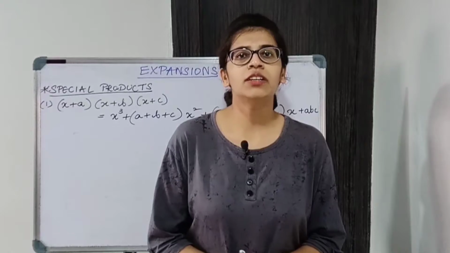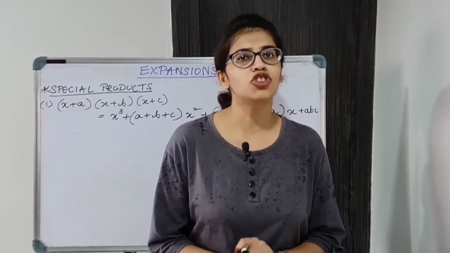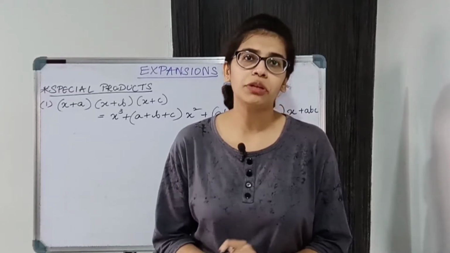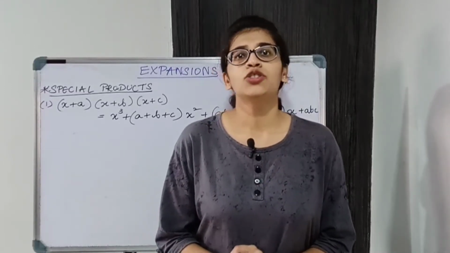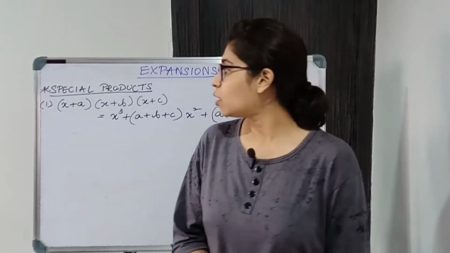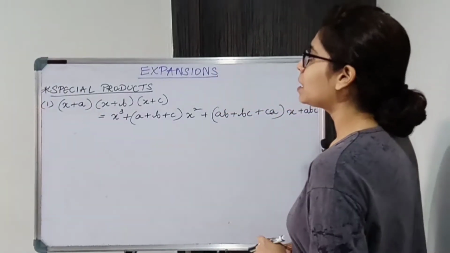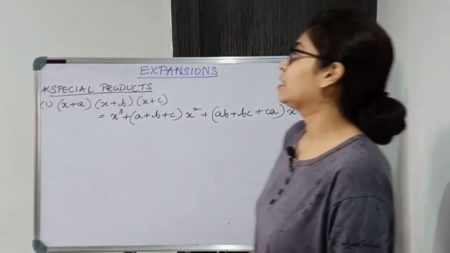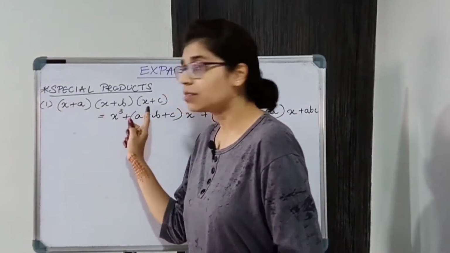In this video we learn some special products from the chapter expansions. So there are 4 special products that you need to remember. Okay, so we'll consider the first one now. X plus A into X plus B into X plus C. Alright, there are 3 brackets.